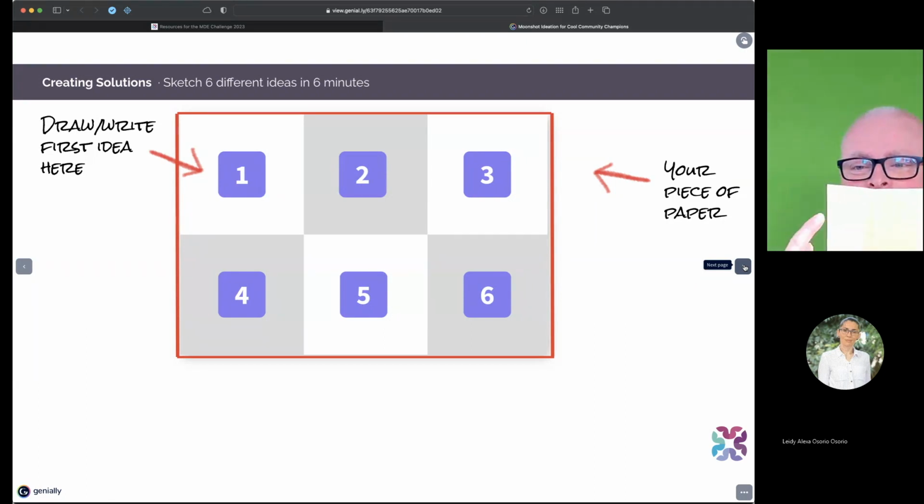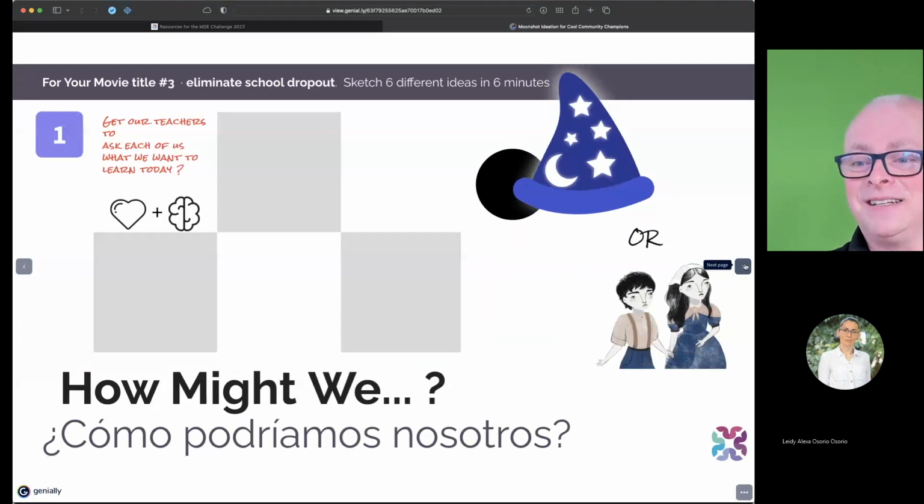So idea number 1, 2, 3, 4, 5, 6, right? So we're just going to use 6 of these areas here. Okay, so we're going to sketch 6 different ideas in 6 minutes. And that means I have a timer here, which I will be using, and I'll just say, hey, time's up, right? So let's move to the first.